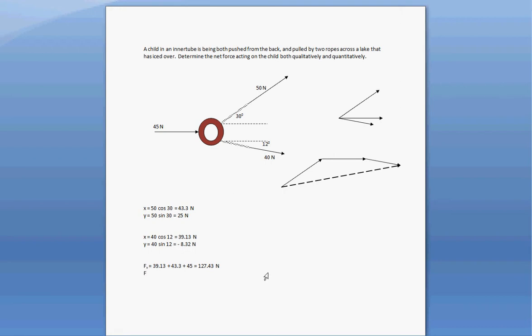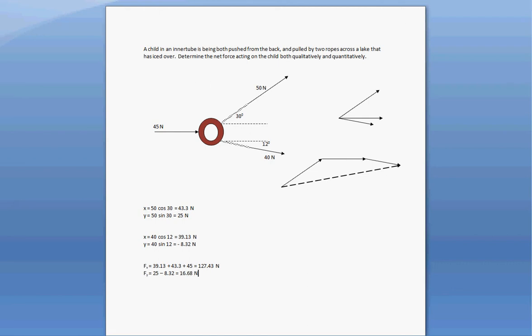And to determine our force in the y direction, we are going to add the 25, and we're going to add the negative 8.32. We're not going to add anything for this vector because this vector has no y component to it. So 25 minus 8.32 is 16.68.